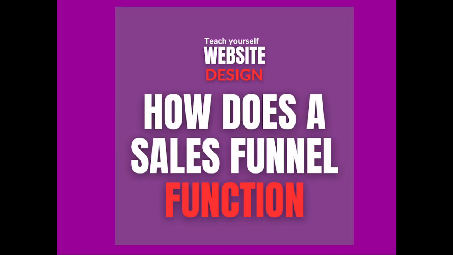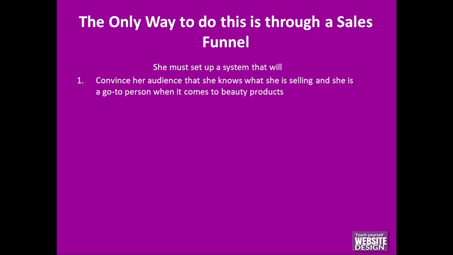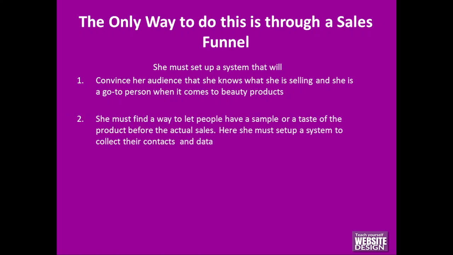How does a sales funnel function? In Joyce's case, this is how it works. The only way Joyce can do this is through a sales funnel. She must set up a system that will convince her audience that she knows what she's selling and that she is a go-to person when it comes to beauty products. Number two, she must find a way to let people have a sample or a taste of the product before the actual sales. Here, she must set up a system to collect their contacts and data.